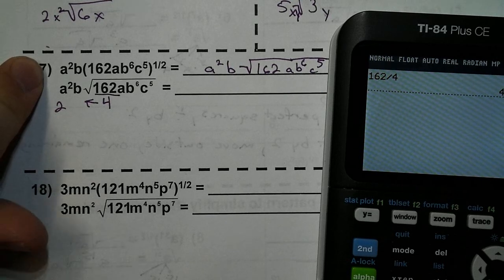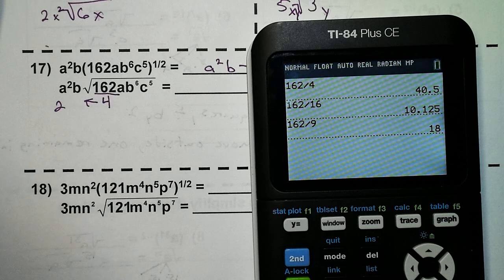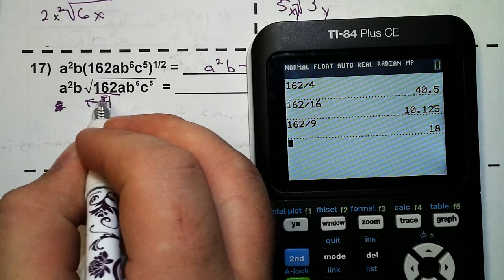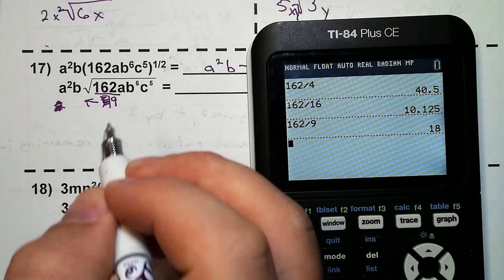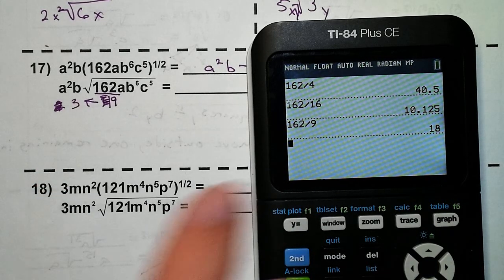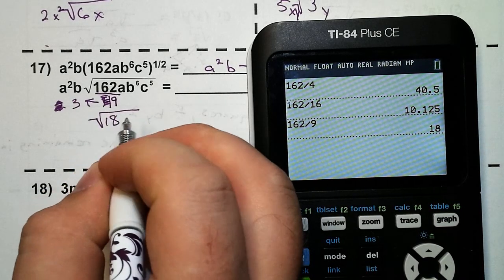Okay, it's not divisible by 4. Let me try this again. Apologize, minor mistake. It is not divisible by 4. It is divisible by 9. So square root of 9 is 3. 3 is going to come to the outside. There's going to be 18 left over. So square root of 18.